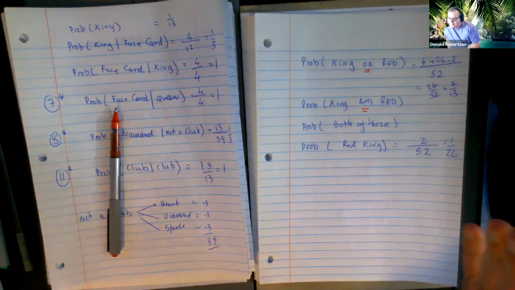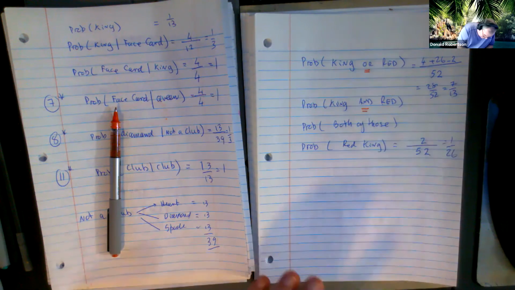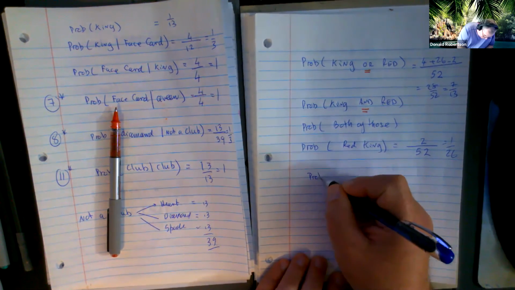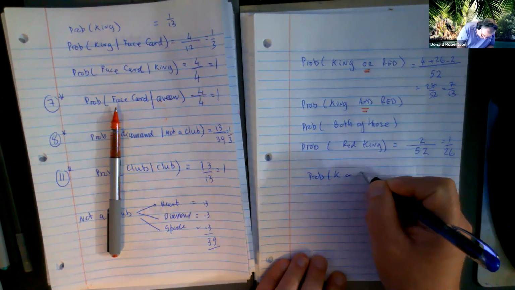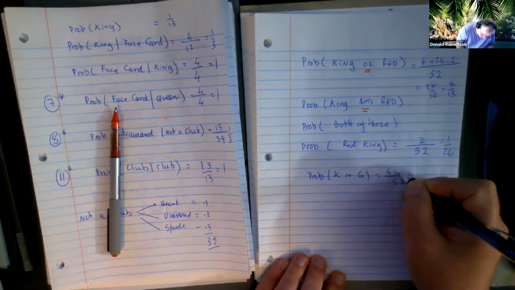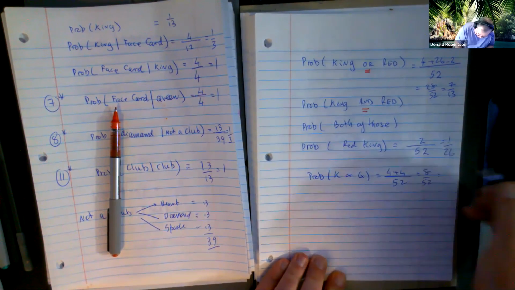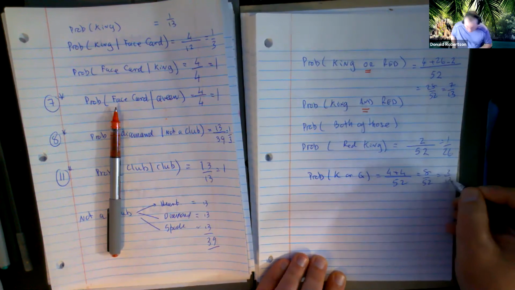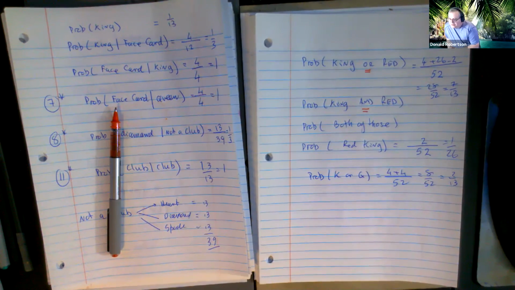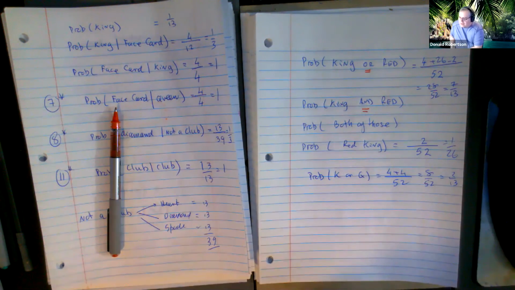Doesn't always happen. If I said to you, what's the probability you get a king or a queen? Would you agree in this case, it's 4 plus 4, and the answer is 8 out of 52, which cancels down to 2/13. The reason is there's no overlap. Kings are kings and queens are queens. If you're counting them, you're not counting either of them twice, right?